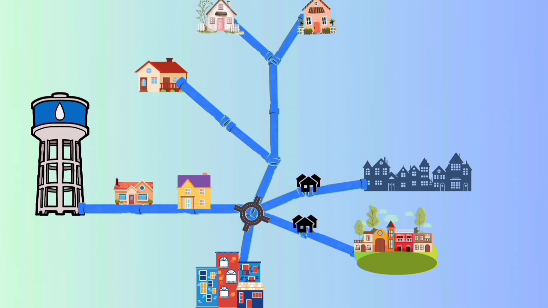Now everything here is located at a different elevation, but since the animation is two dimensional, we can see everything at the same level, but you can interpret that this is not the actual reality. So I will be providing you with the elevation values and the base demands for the places which actually have a demand.